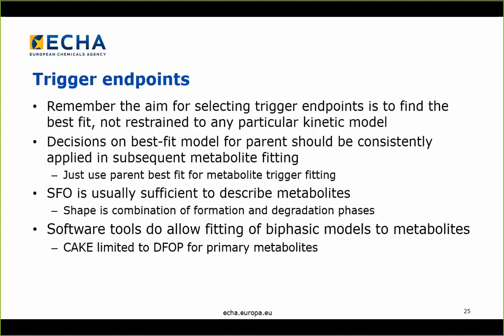As I said, SFO is usually sufficient to then subsequently describe metabolites, because the shape of your metabolite residue profile is a combination of formation and degradation phase. And the software tools do allow fitting of biphasic models to metabolites if you need to. CAKE is limited to SFO as default for primary metabolites. ModelMaker is as flexible as your own abilities will allow, so you can fit any kinetic model to any degradation scheme in ModelMaker, but CAKE is a little bit more limited.